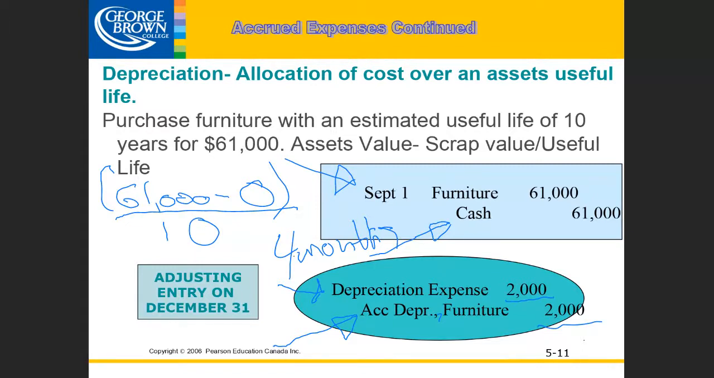Your accumulated depreciation is what we call a contra asset account. Technically it is an asset account, but it behaves like a liability, which is why we are crediting this account, because it behaves like a liability.